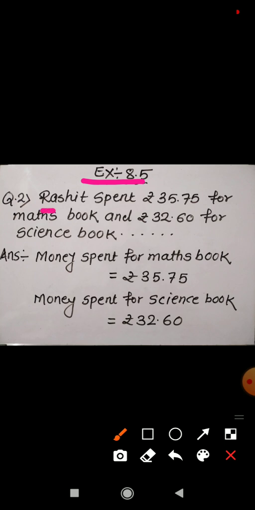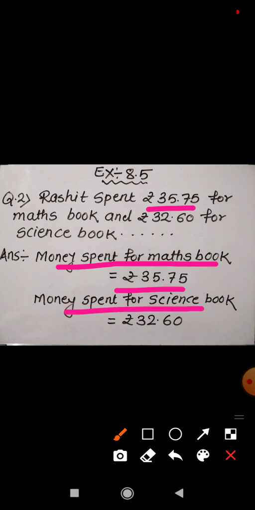The question is, Rashid spent 35 rupees 75 paise for maths book and 32 rupees 60 paise for science book. Then find the total amount spent by Rashid. Let us understand what we are given in this question. As per the question, money spent by Rashid for maths book is 35 rupees 75 paise, and money spent by Rashid for science book is 32 rupees 60 paise. Right?